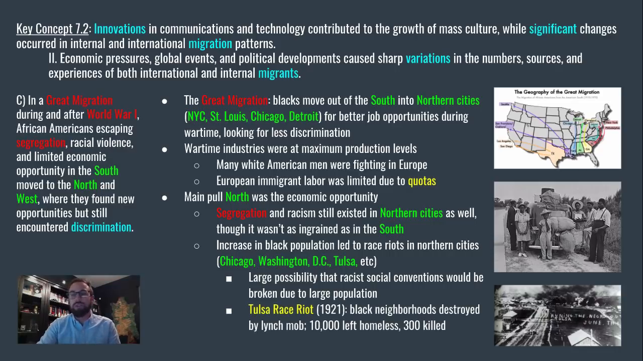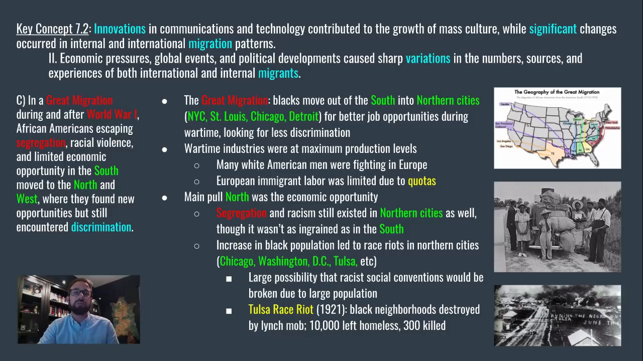The biggest one of note was in Tulsa, Oklahoma in 1921. Now what happened is, I forget the exact circumstances, but it basically led not into African Americans rioting. You might think of race riots as that, but it was a lynch mob rioting, going through the African American segregated neighborhoods and burning everything down. 10,000 African Americans were left homeless, 300 were killed. It felt kind of like a mass lynching that was not in the South.